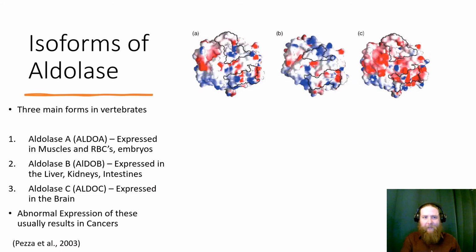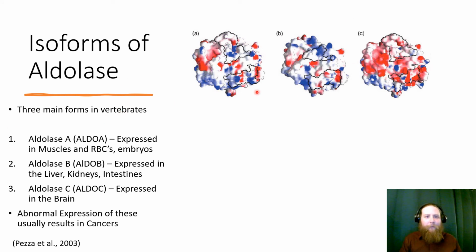All right, so next we're going to talk about the different isoforms of aldolase. There is not the same aldolase all throughout the body. There are actually three different forms in vertebrates. In humans, there's aldolase A, aldolase B, and aldolase C. And this image here is showing the electron affinity regions, outlined by this little black line.